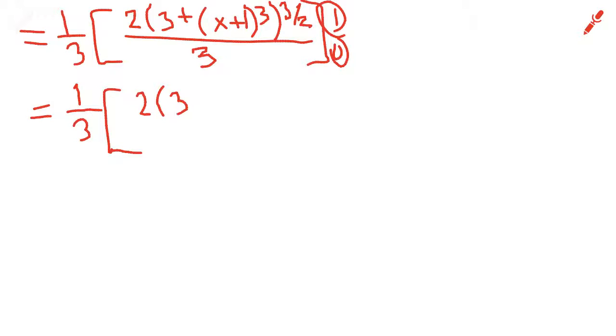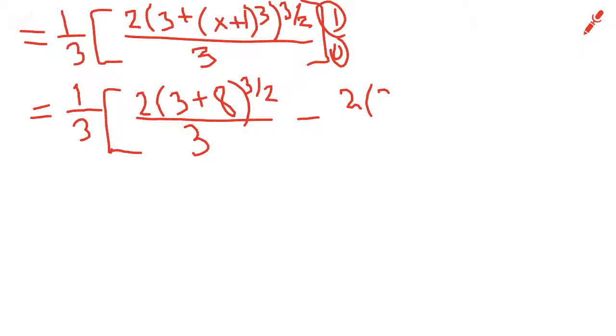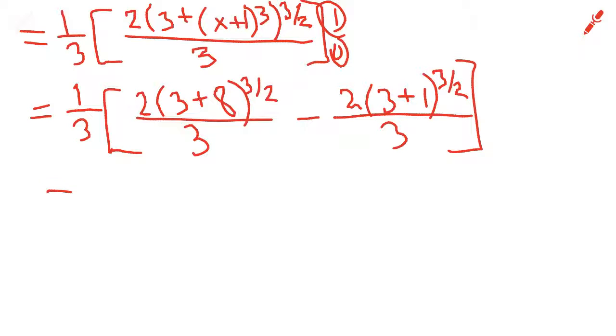So now we have 1/3 times 2 times 3 plus 8, because when you plug in 1 to the x you get 2, and 2 cubed is 8, of that over 3, and then we plug in the 0, which is 2 times 3 plus 1, over 3. Now we just have to continue that.